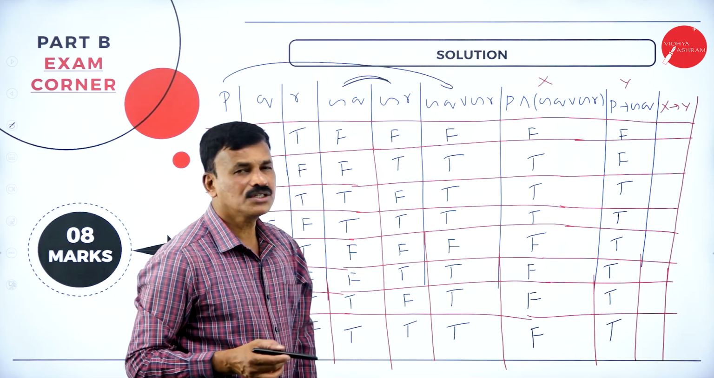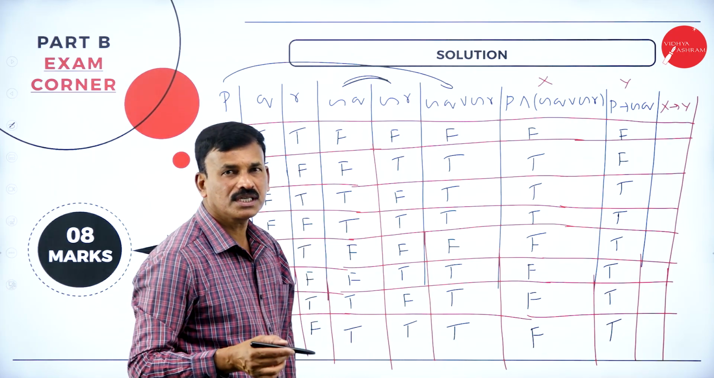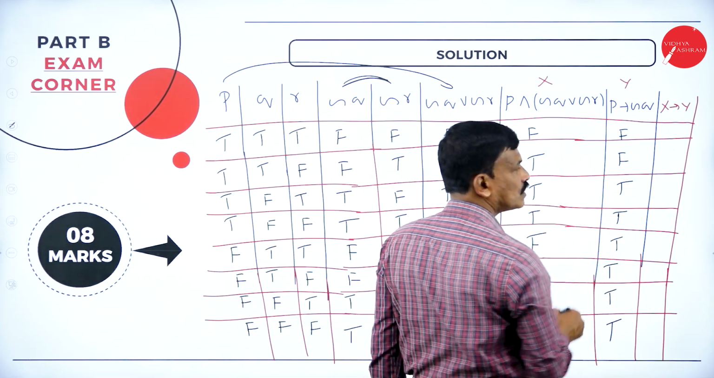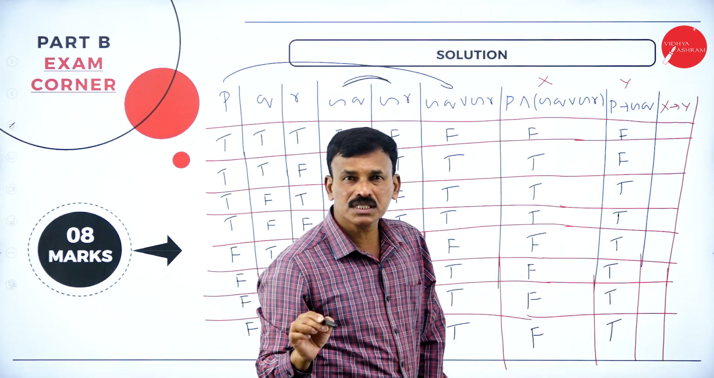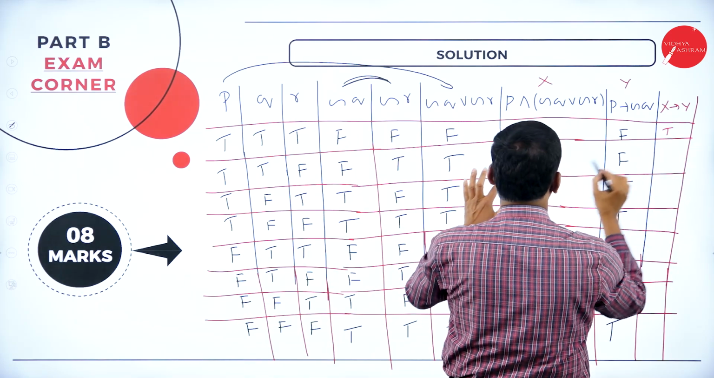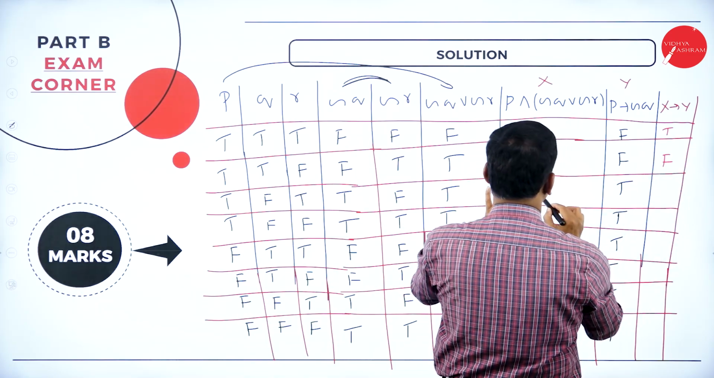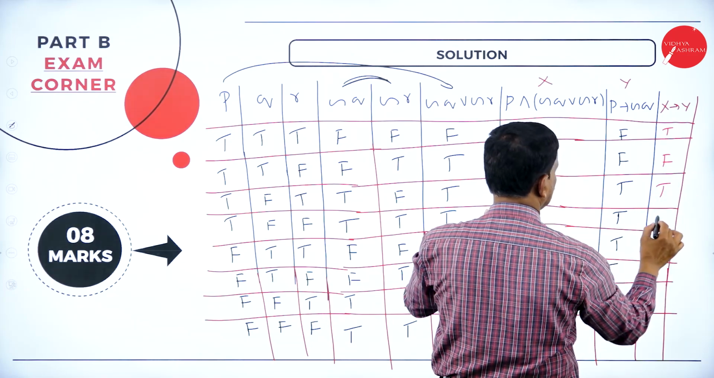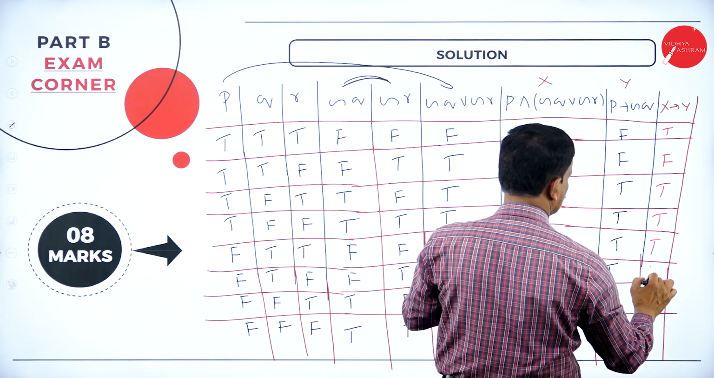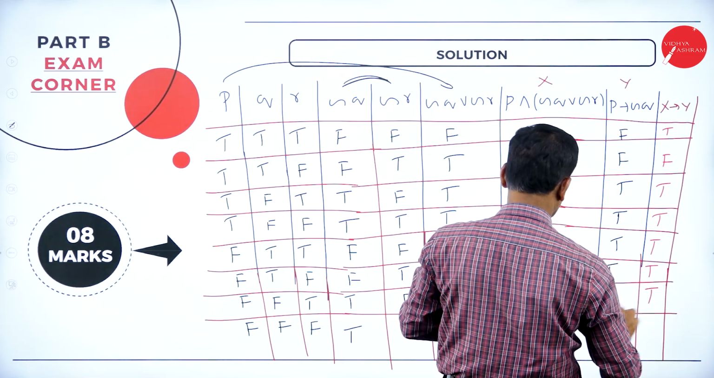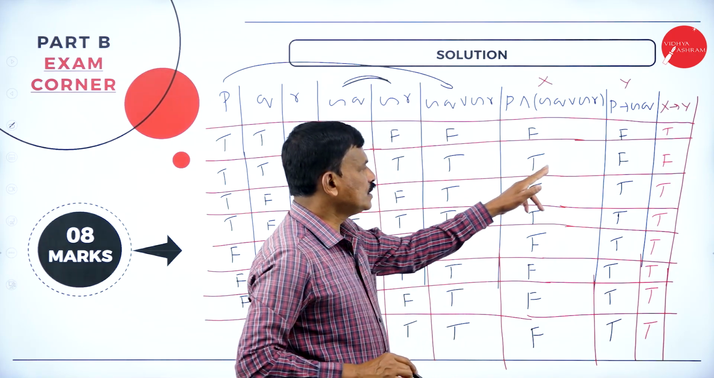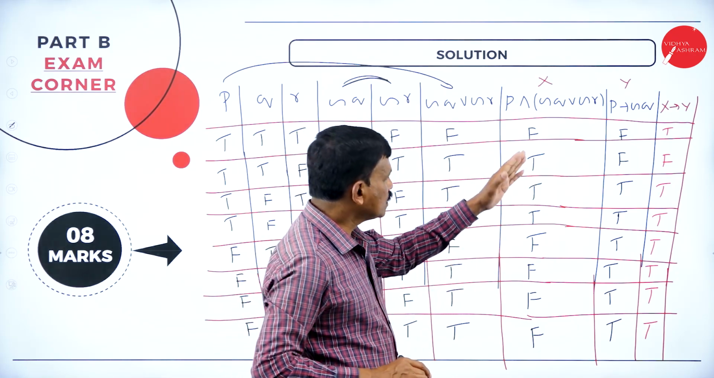Now, finally, write down the conditional statement for X and Y. Now, write down the conditional for these two. Conditional: true and false is false, in all other cases it is true. False and false is true. True and false is false. True and true is true. True and true is also true. False and true is also true. False and true is also true. False and true is true. False and true is true. So, here true and F is F. In all other cases, it is true.